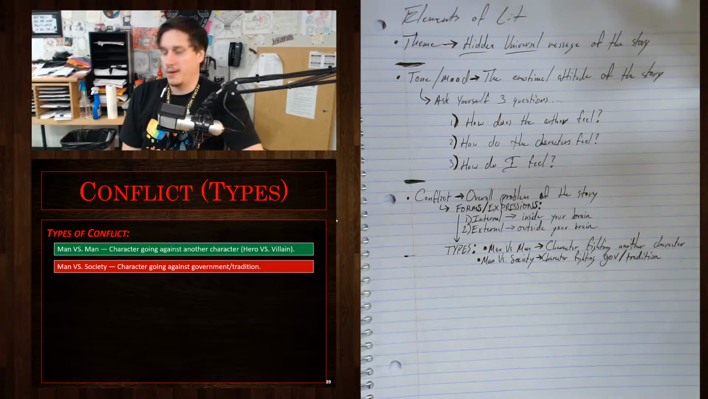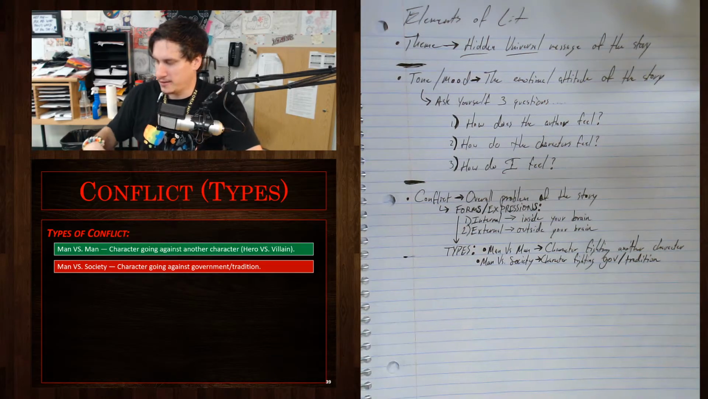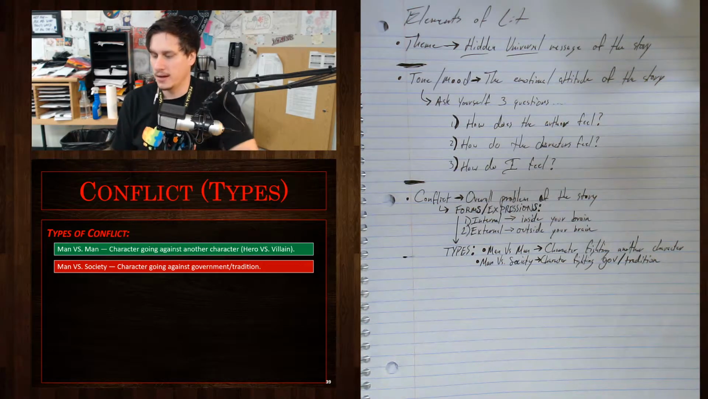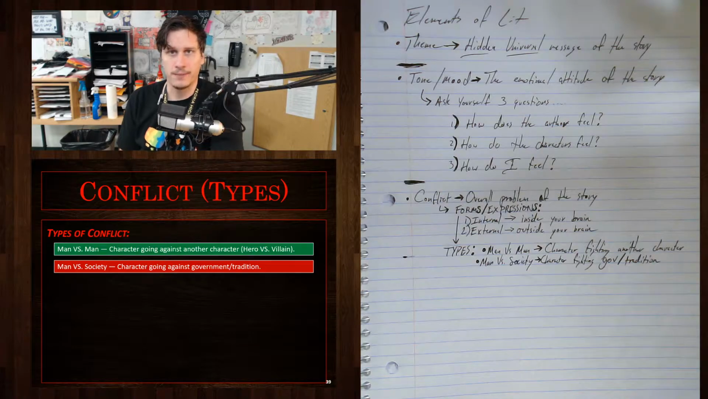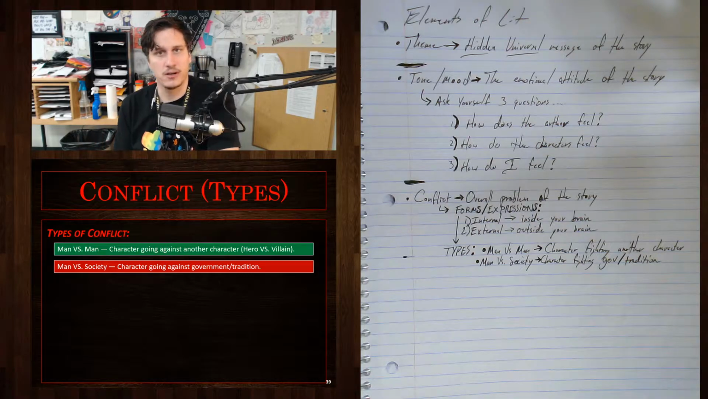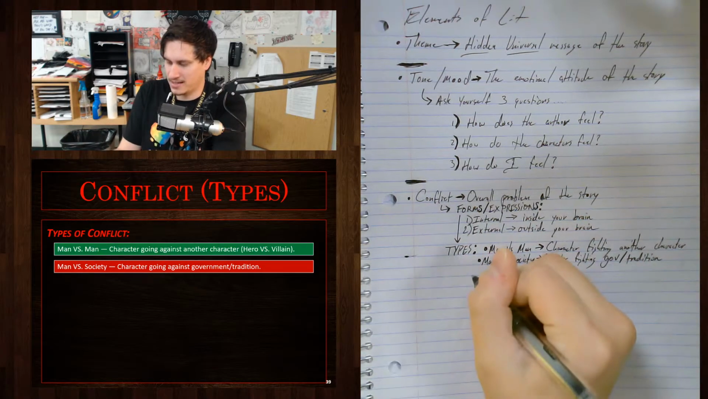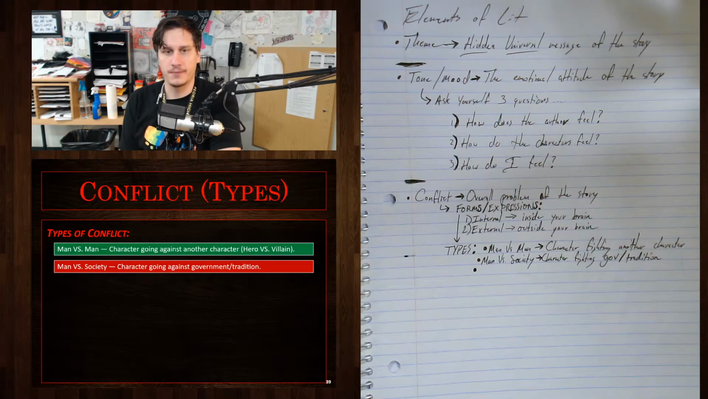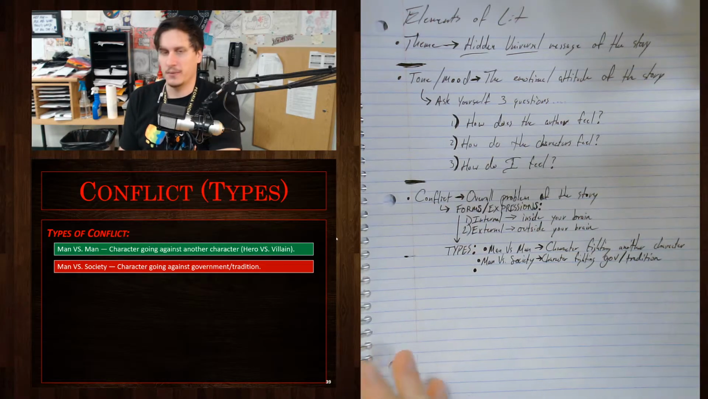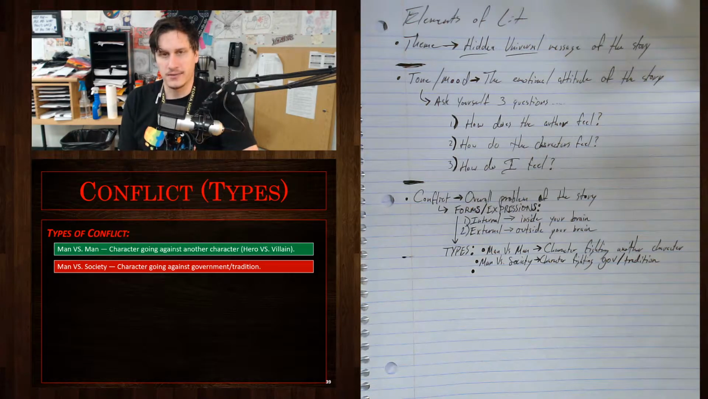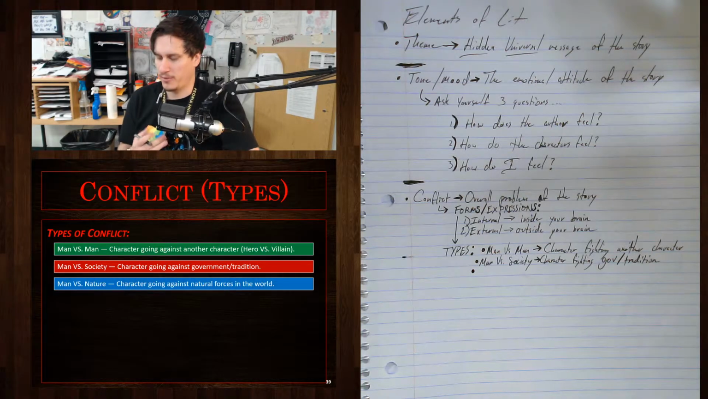Okay, anyway, man versus society is when a character is going up against government or tradition. To touch on the tradition side, this could be a story like The Lottery, or a family with a religious tradition. So this is when a character is fighting against some kind of establishment. Tradition could mean a lot of different things: family, religious, institutional, a school. It depends on how you want to define that. And society is really vague anyway, because society could obviously mean a group of people.